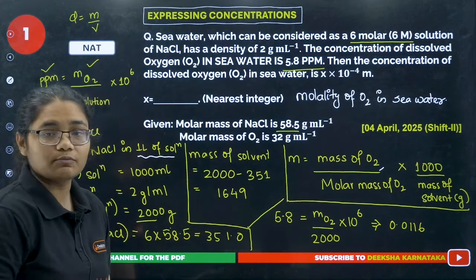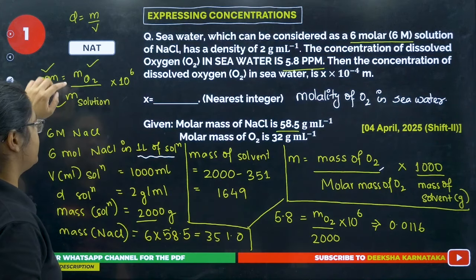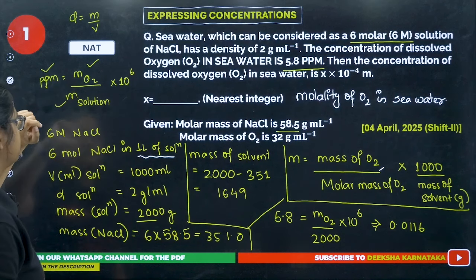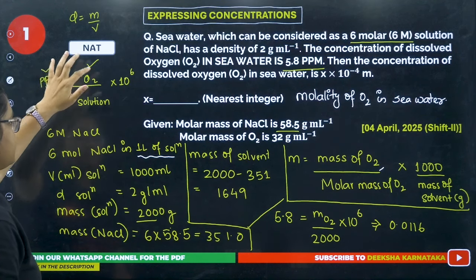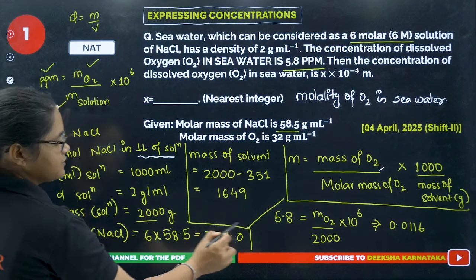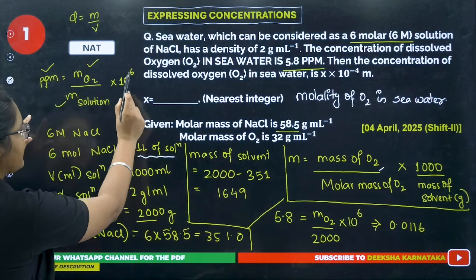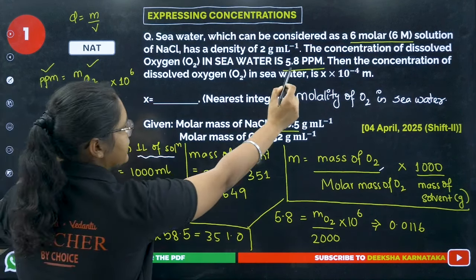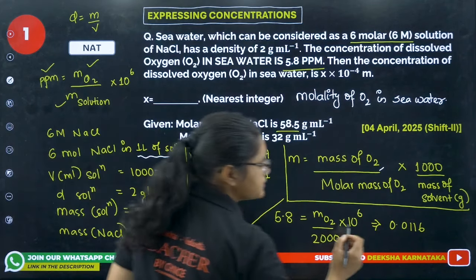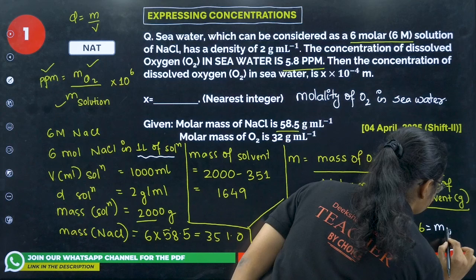So what is the formula for ppm? Mass of the solute by mass of the solution into 10 to the power of 6. Now the mass of oxygen I have to find out. Mass of the solution is 2000. You can see the mass of the solution is 2000 into 10 to the power of 6, and the ppm given to me is 5.8. Now if I solve this, I'll get 0.0016. This is your mass of oxygen.